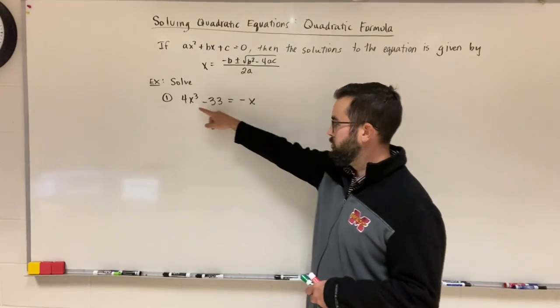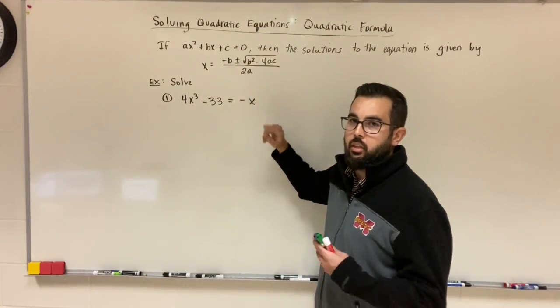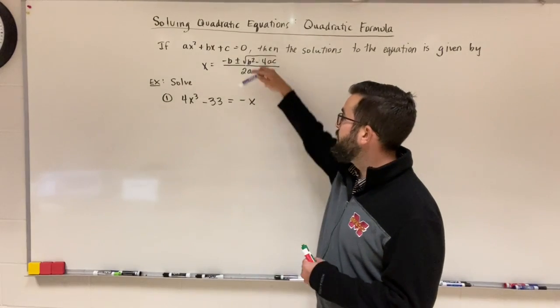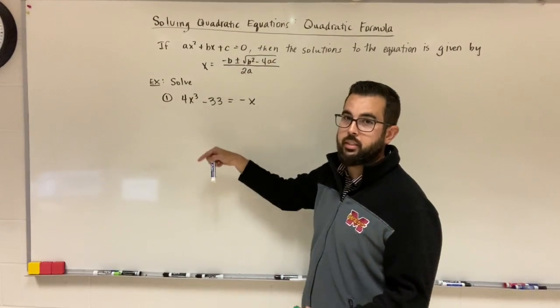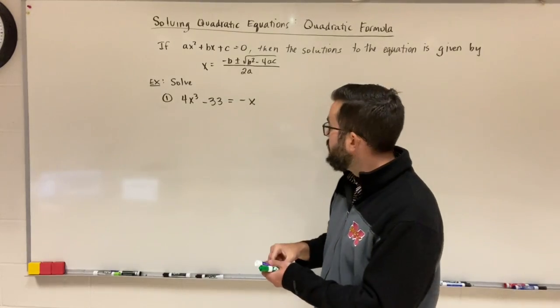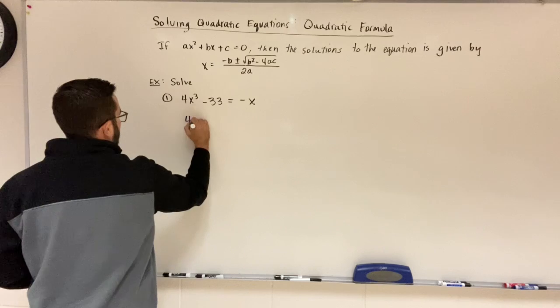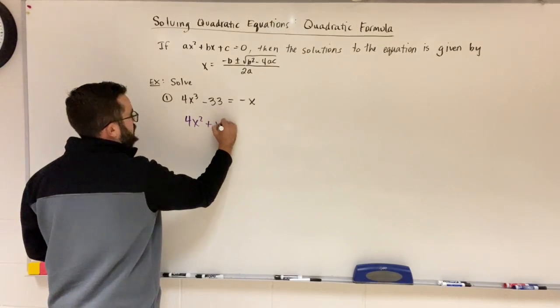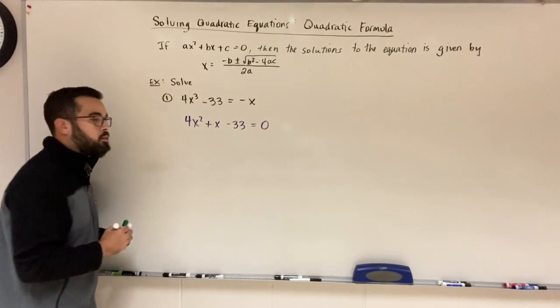So we have 4x squared minus 33 equals negative x. So the first thing you have to do is get it into this form. So we need all the terms on one side and we need a 0 on the other. So I'm going to start by adding x to the left side. So I have 4x squared plus x minus 33 equal to 0.